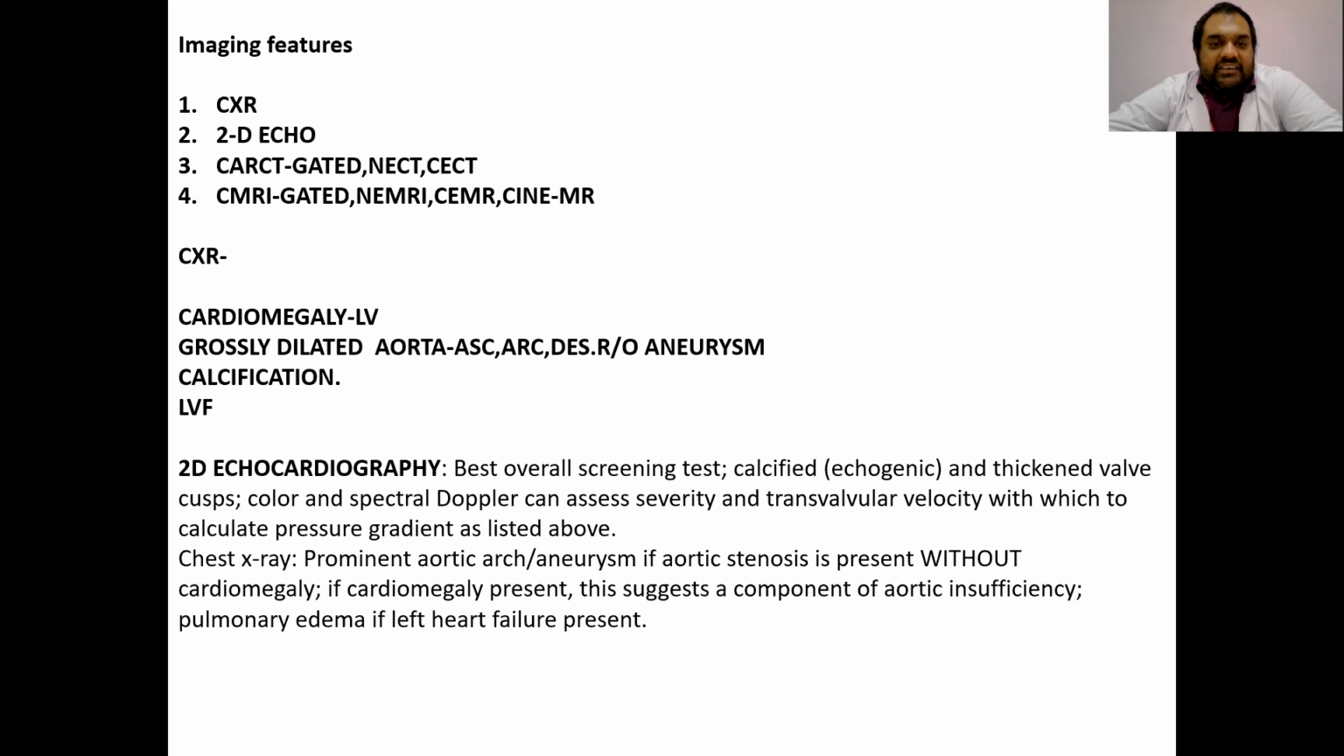On 2D echocardiography, the best overall screening test, there are calcified, echogenic, and thickened valve cusps. Color and spectral Doppler can assess the severity and transvalvular velocity with which to calculate pressure gradient as listed above. The chest X-ray gives a prominent aortic arch aneurysm if aortic stenosis is present without cardiomegaly. If cardiomegaly is present, this suggests a component of aortic insufficiency, and pulmonary edema if left heart failure is present.